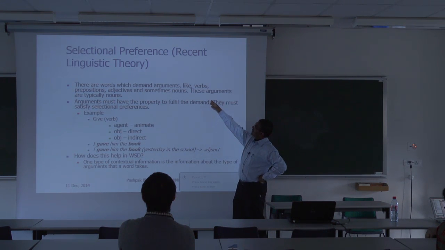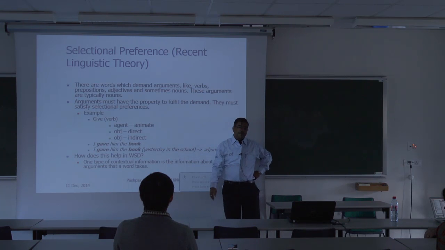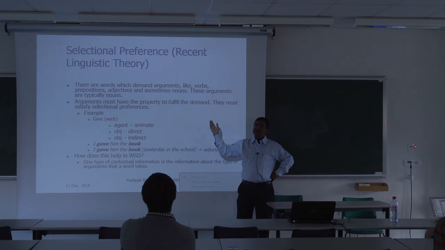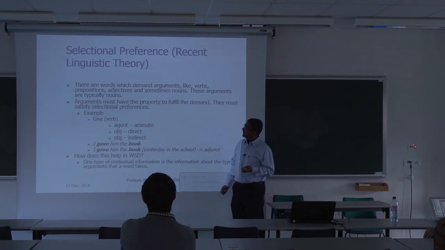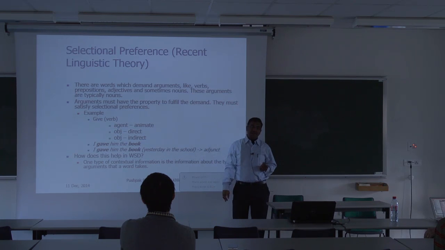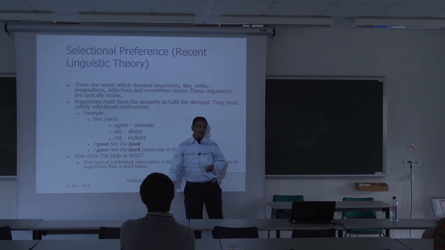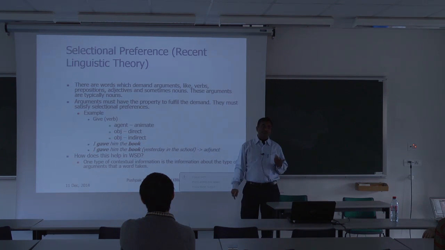So, there are words which demand arguments like verbs, prepositions, adjectives, and even sometimes nouns. They demand other words as their arguments, and these arguments are typically nouns. The terminology used is arguments. The notion is that of a predicate. There are one place, two place, three place predicates. So, for example, give as a verb can be looked upon as a three place predicate. It needs an agent, it needs a direct object, it needs an indirect object. Then only the desire of the word give is fulfilled.